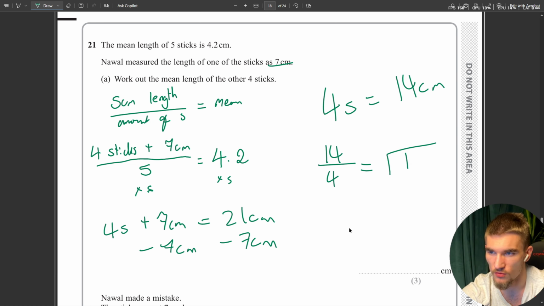So let's just do 14 divided by 4. How many 4s can I fit in 14? I can fit 1, 2, 3. I can definitely fit 3 with a remainder of 2. So let's put a 0 and let's put a 2. Now how many 4s can I fit in 20? I can fit 5. So 3.5 centimeters is the mean length of a stick.